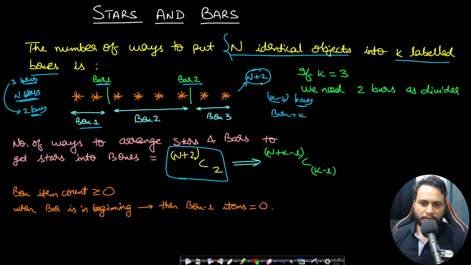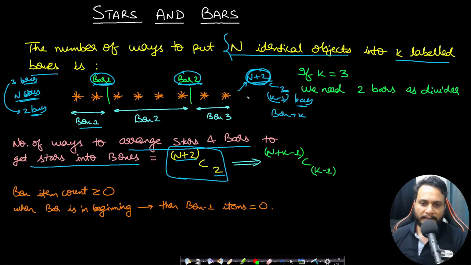Out of these total positions, we need to pick 2 positions, right? So in how many ways can you pick 2 items out of n plus 2 items? You can do that in n plus 2 c 2 ways, right? And that is why the number of ways to arrange the stars and bars to get the stars into the boxes will be n plus 2 c 2. That is the reason, because we are just selecting the positions of bar 1 and bar 2 from the total available n plus 2 positions. We have to pick only 2 positions where we can place bar 1 and bar 2. And that is why the count will be n plus 2 c 2.